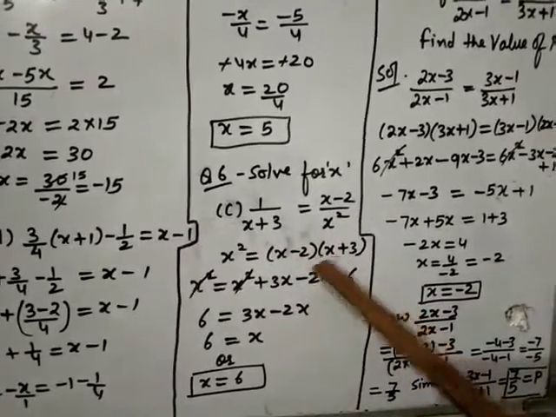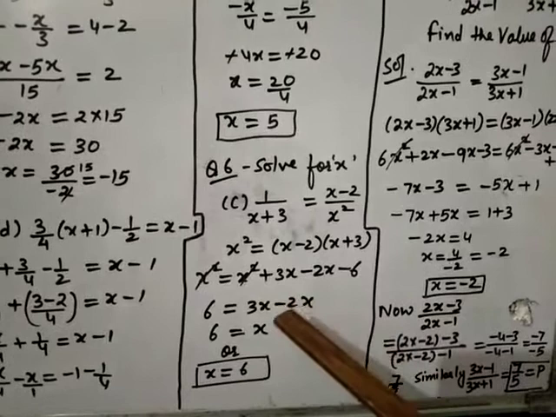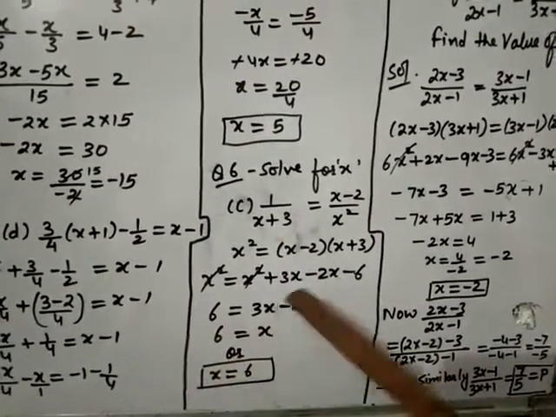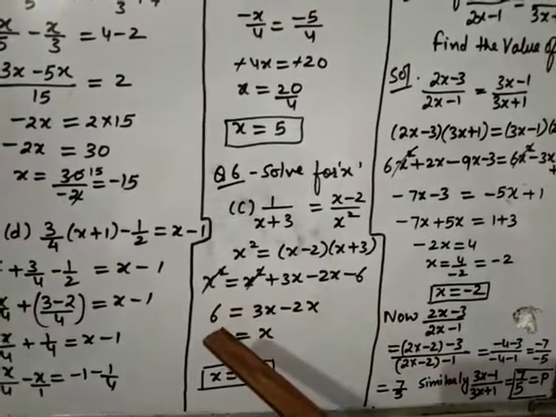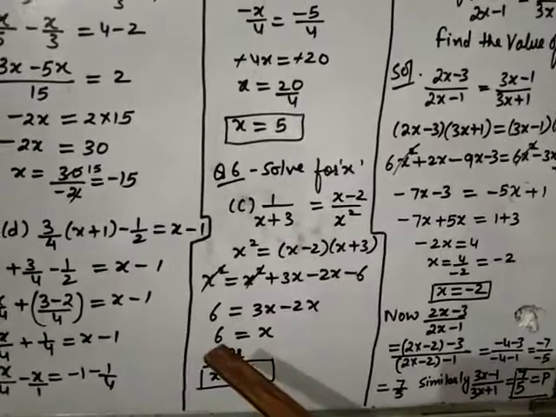Multiply these two brackets, x square is cancelled, 3x minus 2x is on the one side and the constant we shift on another side. So minus 6 when shifted to this side it becomes plus 6. 3x minus 2x is x, so x is equal to 6.